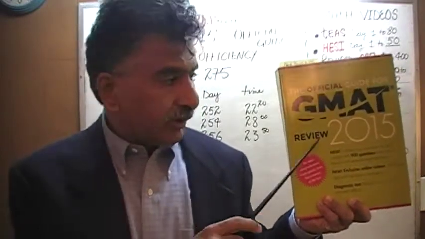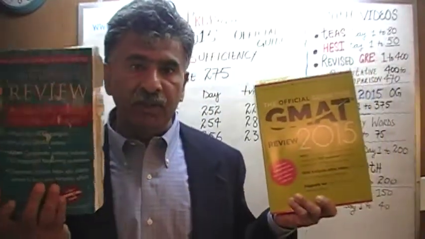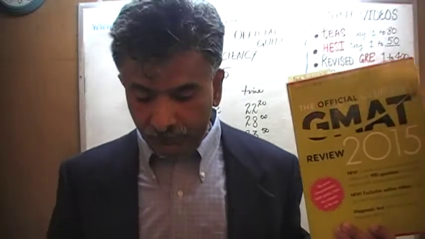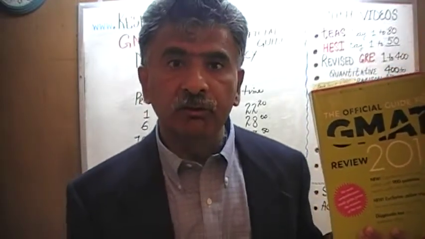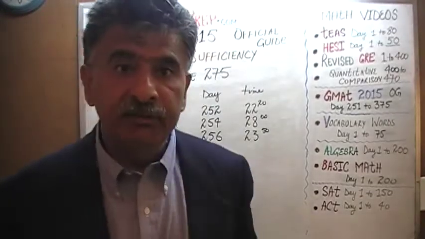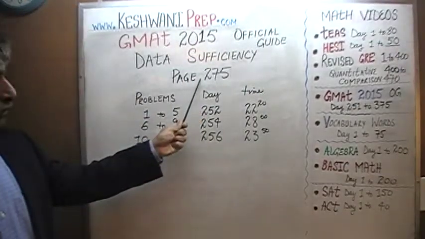The math problems that appear in this book are actually the exact same problems as the ones that appeared in the 13th edition of the GMAT Review. Since we have already solved all the problems from the 13th edition, I'm not going to redo them. I'm simply going to tell you where to find the solutions to given problems. We're going to look at data sufficiency problems, all the data sufficiency problems appearing on page number 275.